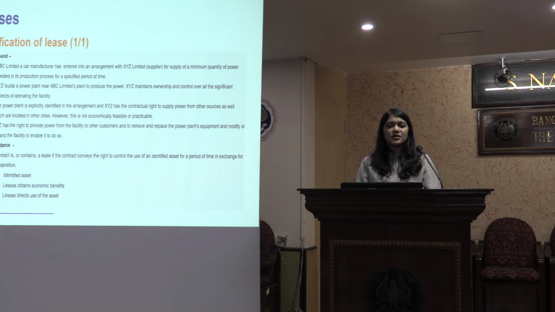Now, second condition is right to control. Control is not there. Why is control not there? Because first of all, I am not receiving all of the economic benefits from that asset. XYZ can supply power to any other customer whenever it wants to, right? So if I am not receiving economic benefits, then I don't have control over the asset.